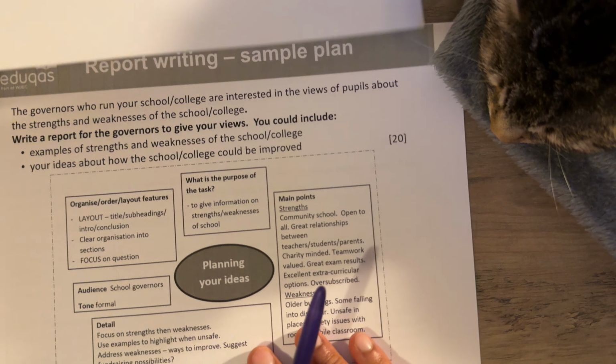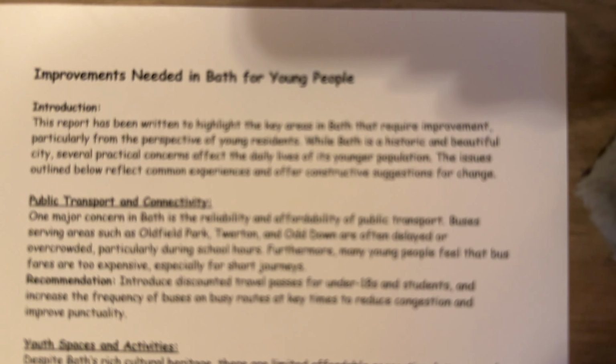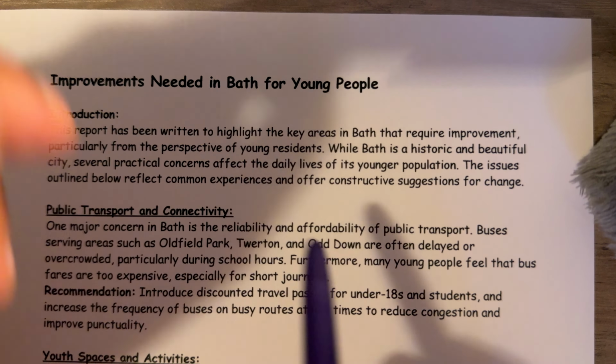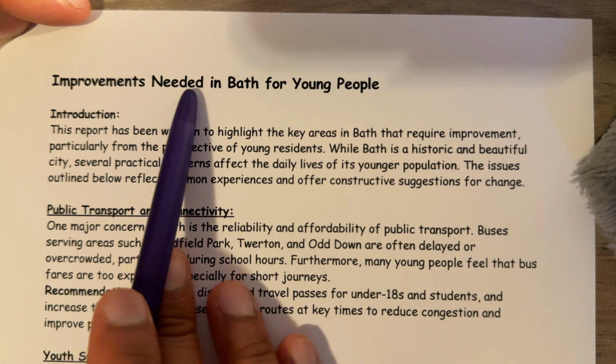Okay, I think we should look at a model example and we should see what we think about it. Let's give it a read together. And then, like I said, I want you to go back to one of those three questions and I want you to give it a go. So, this is a report on improving the local area. Specifically, we're going to look at Bath, England. So, this is improvements needed in Bath for young people.